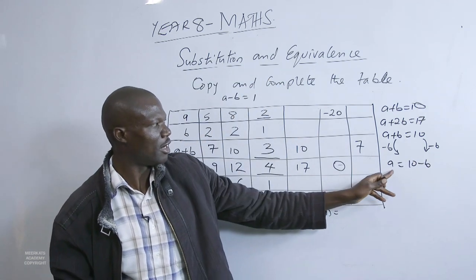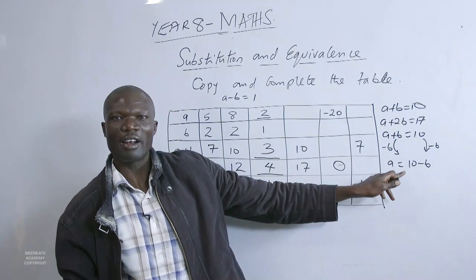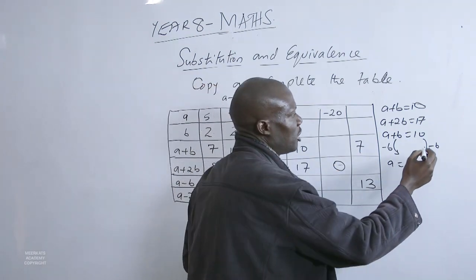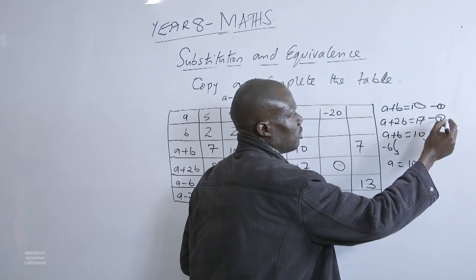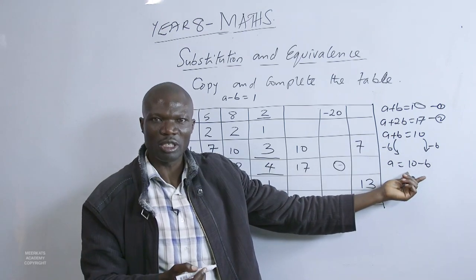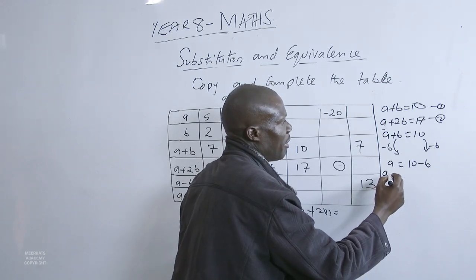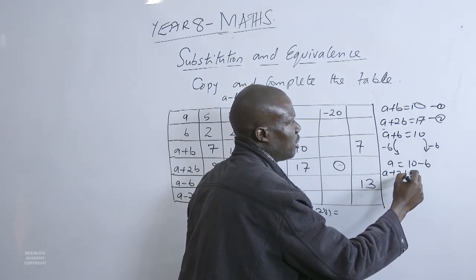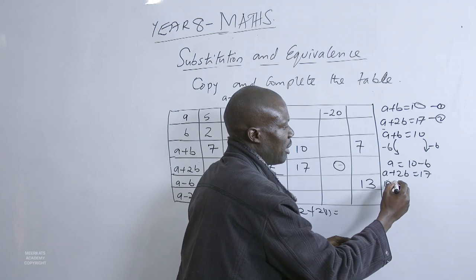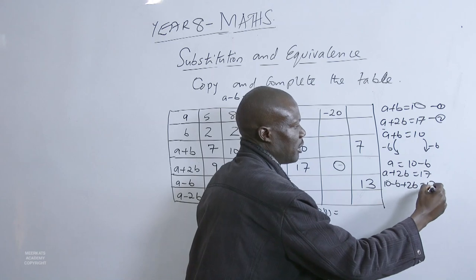So when you have this, in the second equation, where I have A, I'll write there 10 minus B, and then I collect the like terms. This is equation 1, this is equation 2. So what am I trying to say here? The value of A is equivalent to 10 minus B. So instead of writing A plus 2B is equal to 17, I'll write 10 minus B, and then plus 2B is equal to 17.